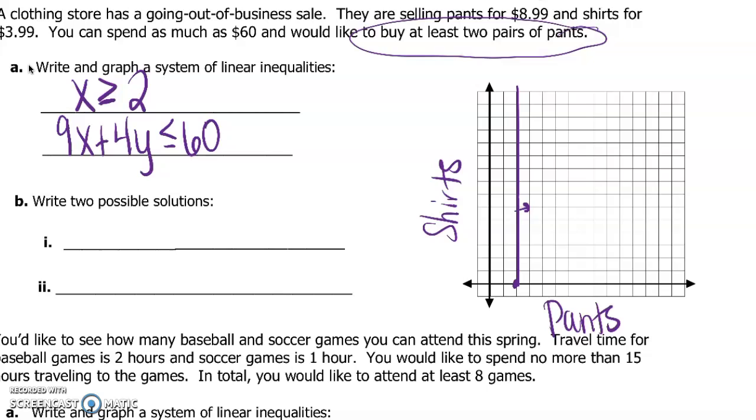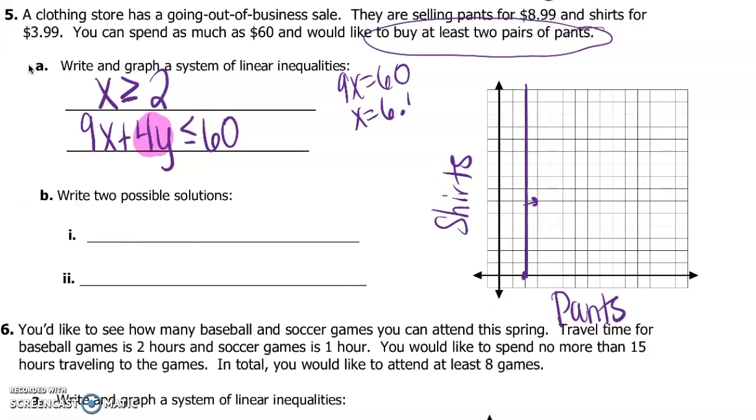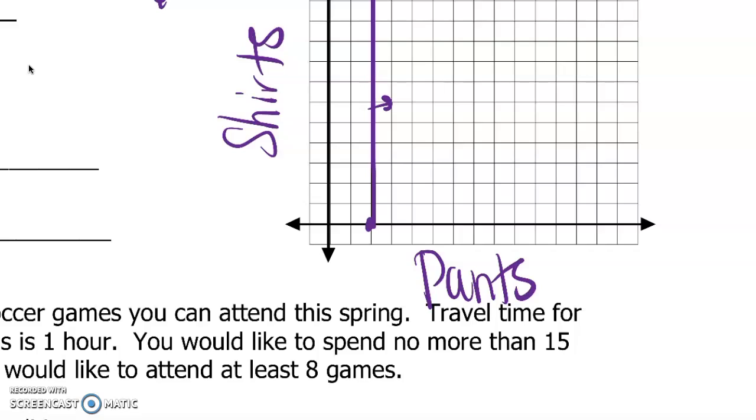For the bottom one, if you would like to do your intercepts, you can. So when I cover up the y, I would get 9x equals 60. Now hopefully you know that 9 does not go into 60. And you get 6.6 repeating, or if you know that's 6 2/3. So if you want to, you can, because again, we don't care where it crosses exactly.